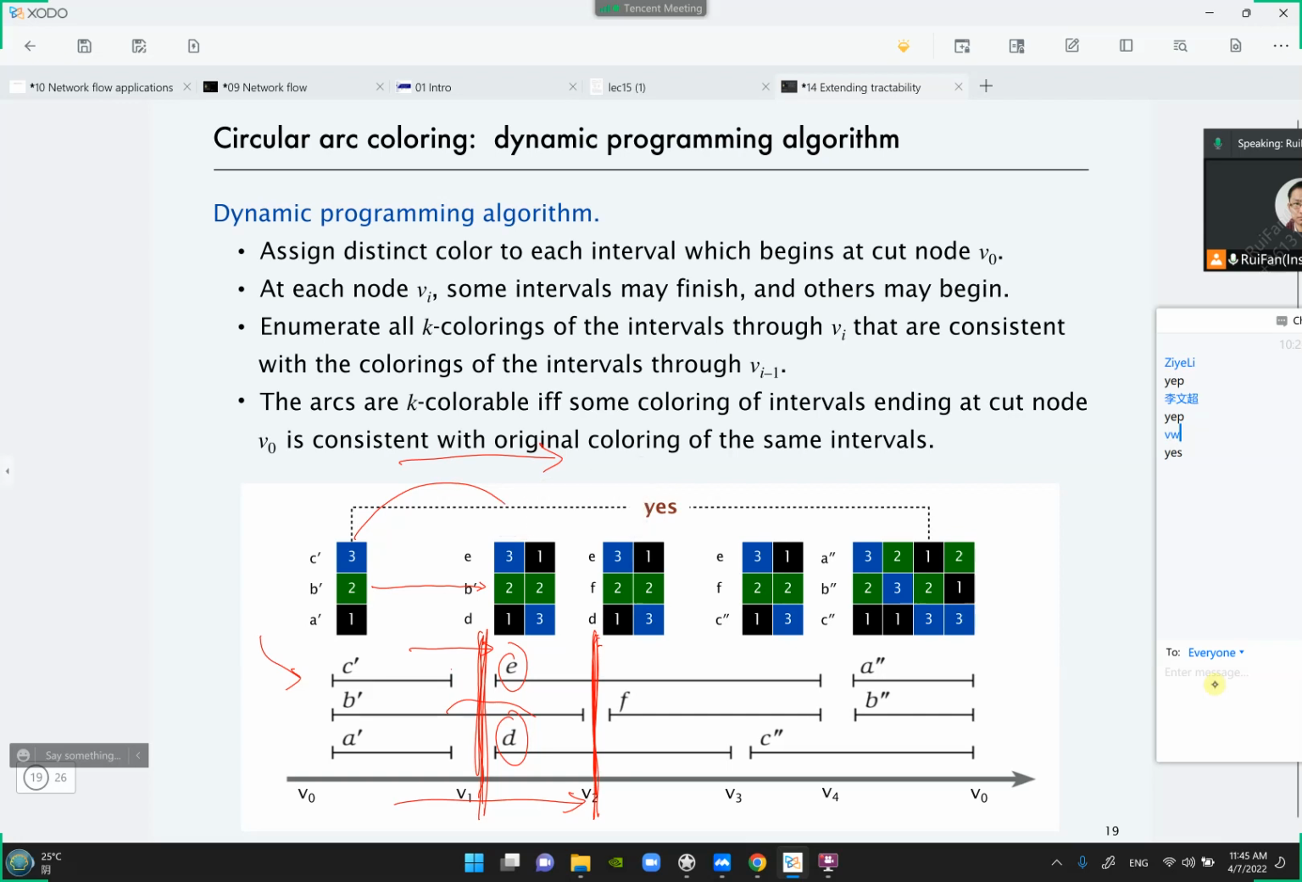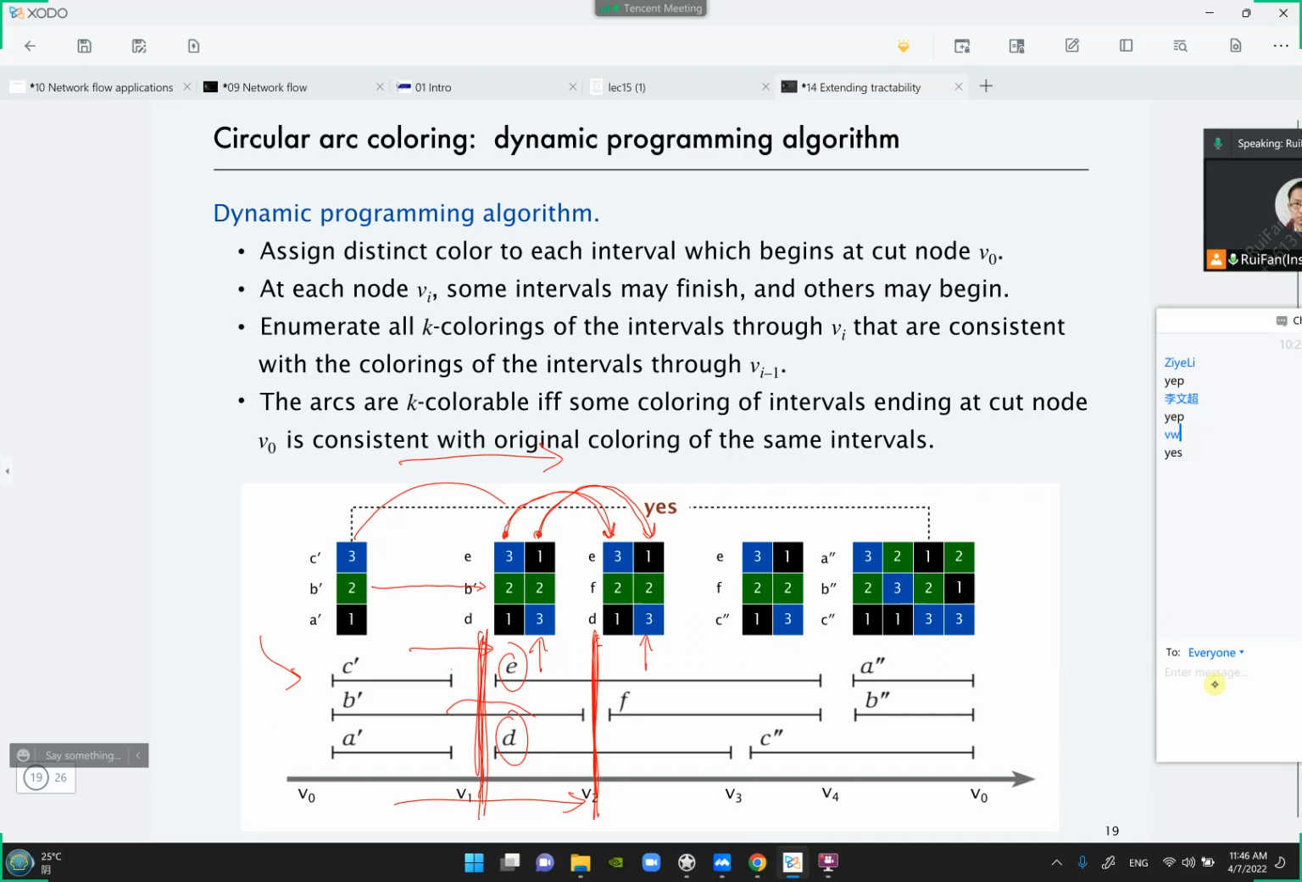For example, this coloring is compatible with this coloring, because F needs to have color 2. If E and D have colors 3 and 1, then F has to have color 2. Or if at this point you chose this coloring, then you can have this coloring as a compatible coloring. So this coloring is compatible with this coloring, and this coloring is compatible with that coloring.